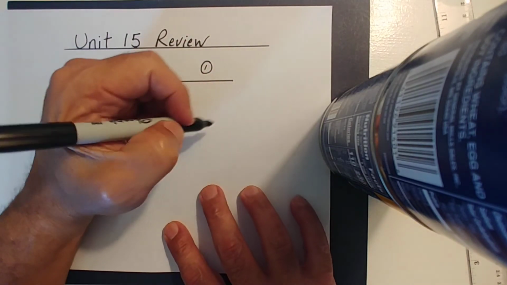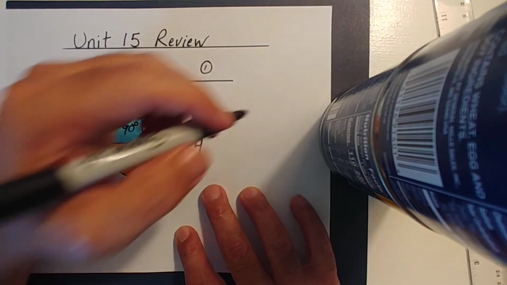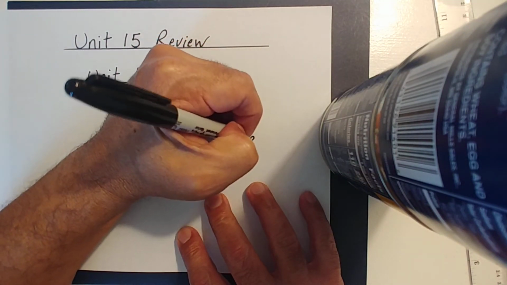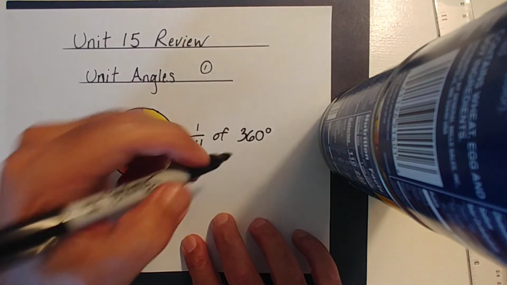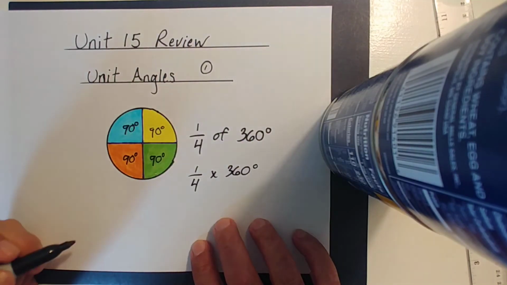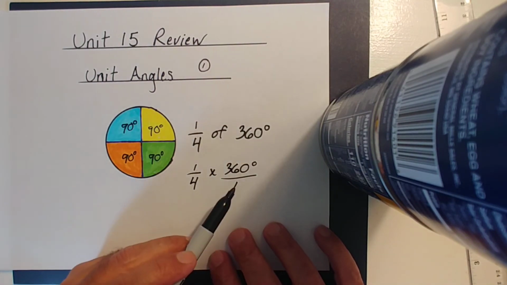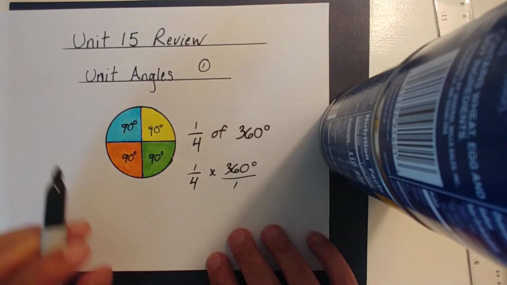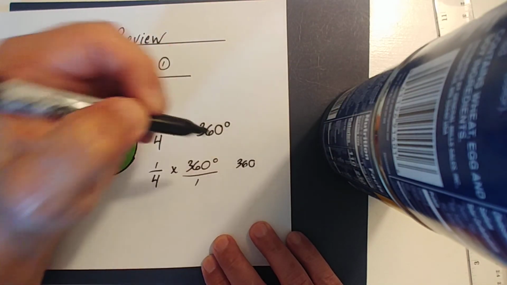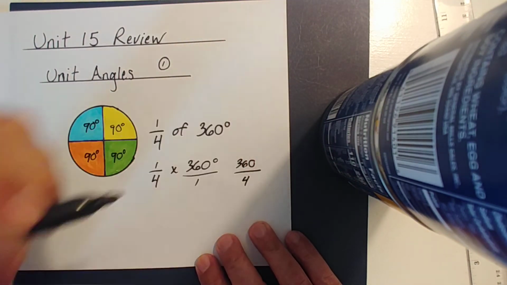So you can think of, well, what is 1/4? Let's just say this yellow one, I labeled it as 90, but 1/4 of the total. This is a circle, and we remember that circle is 360 degrees, so 1/4 of 360 can be thought of as 1/4 times 360. And multiplying here, 360 can be turned into a fraction by simply putting a 1 underneath as a denominator. And when I multiply across the top, 1 times 360 would give me 360. And then multiplying across the bottom with my denominators, 4 times 1 would give me 4.